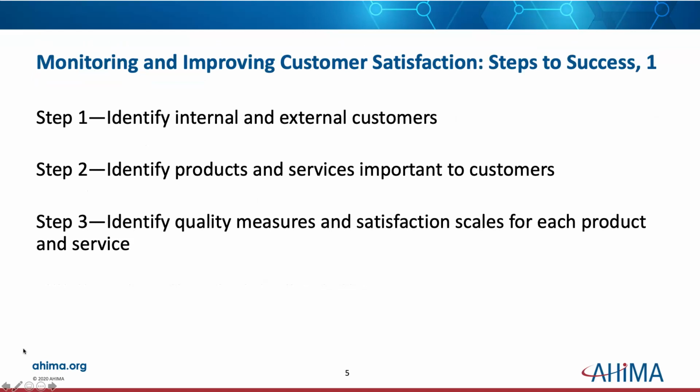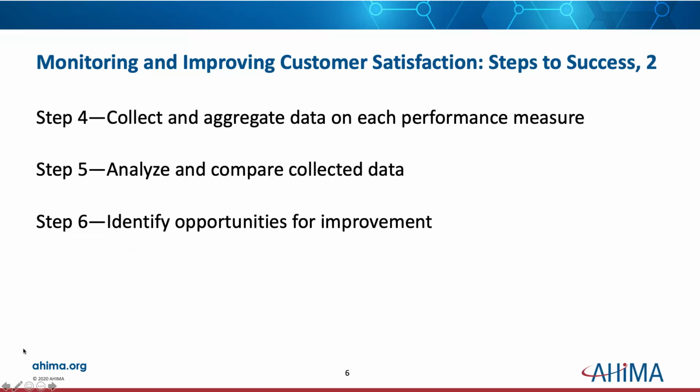So how do you monitor and improve customer satisfaction? Well, step 1 is to identify internal and external customers. Then you identify products and services that are important to each of those customers. Step 3 is to identify quality measures and satisfaction scales for each product and service. And when it comes to things like HCAHPS, the government gives you the satisfaction scales they want you to follow. So everyone has to follow the same scales. But if you're doing it internally, you can choose your own satisfaction scales.